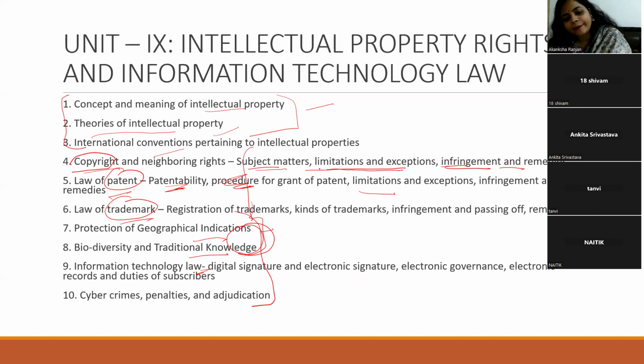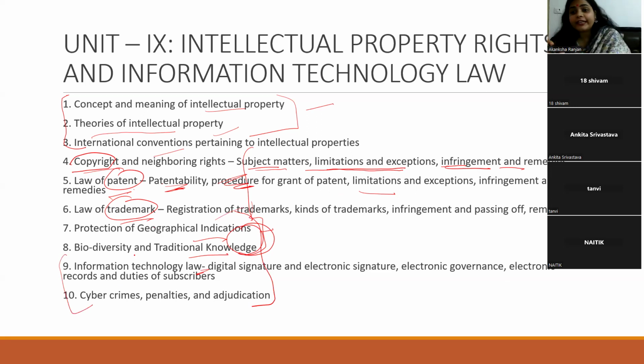Then cybercrime, penalty and adjudication. There are sections under the IT law itself for cyber crimes. There are various types of cyber crimes listed in the IT law. That question has also been asked. So if you are covering this unit, just cover this, 9 and 10, very importantly.